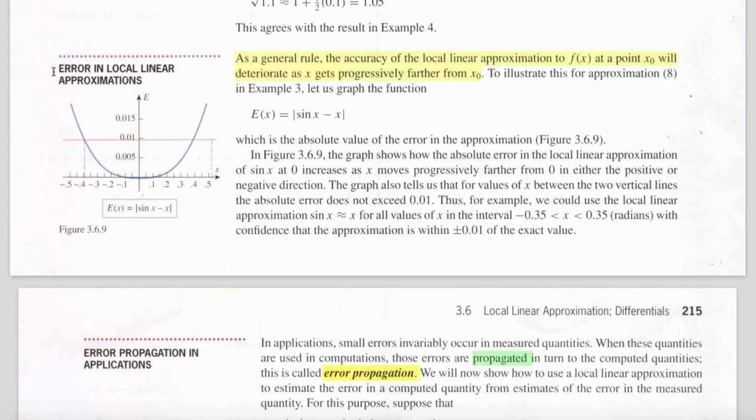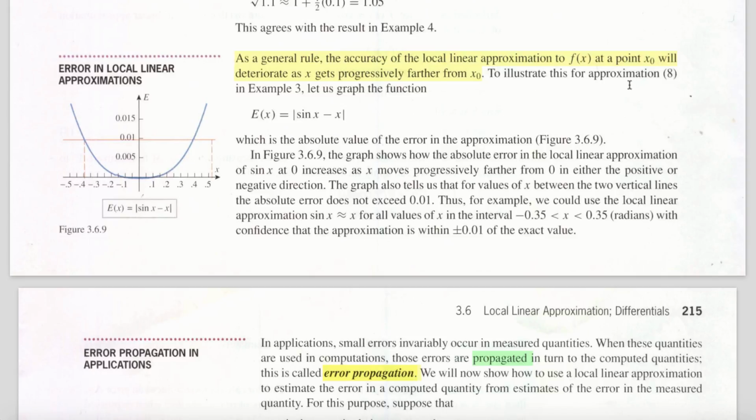Finally, let's go ahead and talk about error in local linear approximations and error propagation. As a general rule, the accuracy of the local linear approximation to f at a point x naught will deteriorate as x gets progressively further away from x naught. In other words, the tangent line that we find becomes less and less like the function the further away you get from the point of tangency.